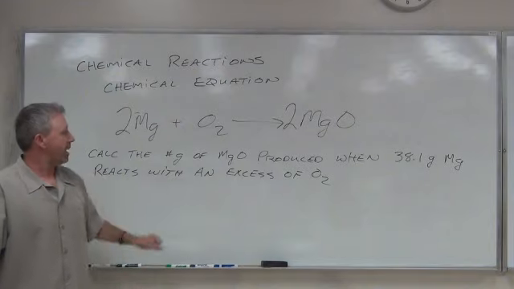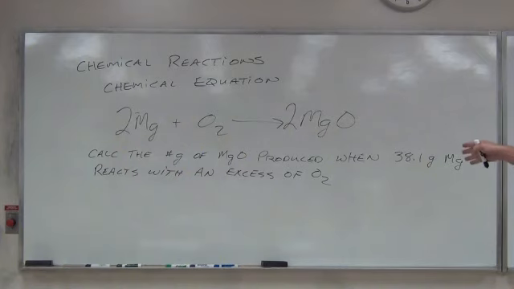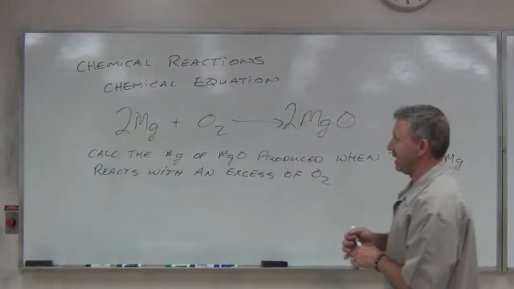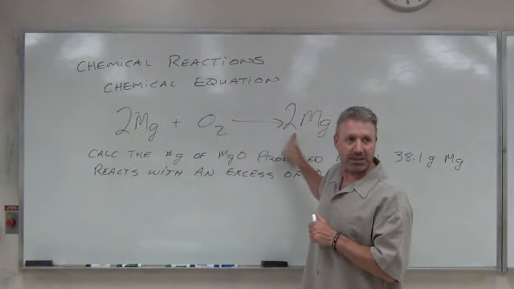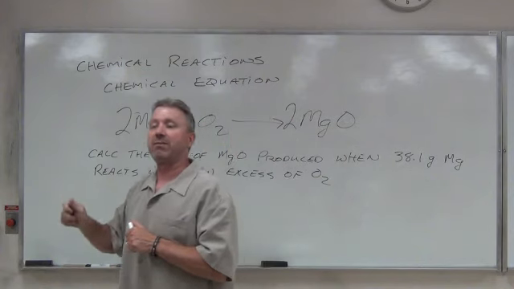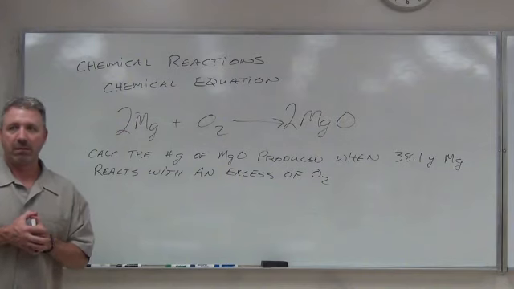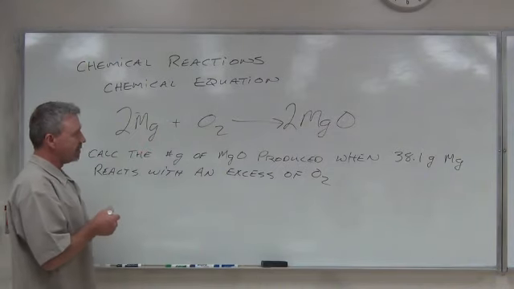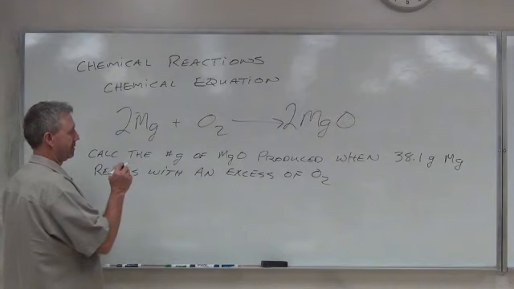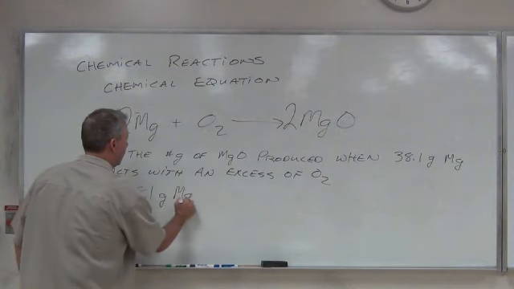way. Okay? Now remember, the balanced chemical equation relates moles. Of course it relates atoms and molecules, but moles, that's the number we can work with. It doesn't relate grams. You can't say 2 grams of magnesium reacts with 1 gram of O2 to produce 2 grams of magnesium oxide. You can't say that, because the balanced chemical equation only relates moles to moles to moles to moles. Right? It also relates atoms, but we're not going to talk about that. So what's my given information? 38.1 grams of magnesium.